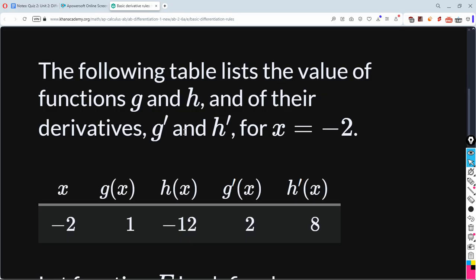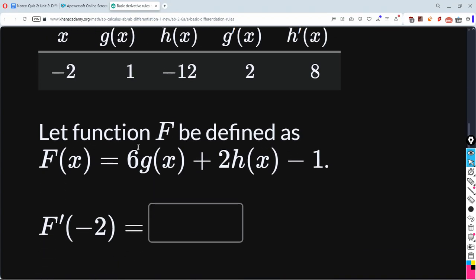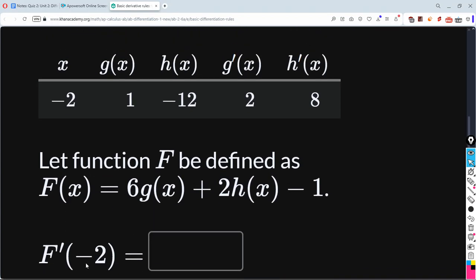All right, these problems are all very similar. Here they give us a table for x equals negative 2. And they want us to find f prime of negative 2. So let's see here. We can clearly see that they gave us the table for x equals negative 2. We have this function here. We have to find f prime, the derivative. Okay, so f prime of x, we need to take the derivative of each of these terms individually. All right, I'll write it out just for now. Let me make some more room here.